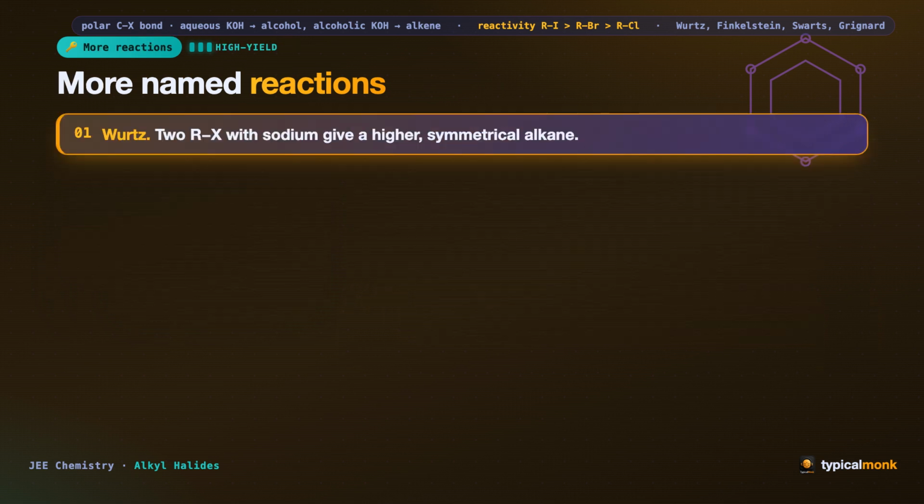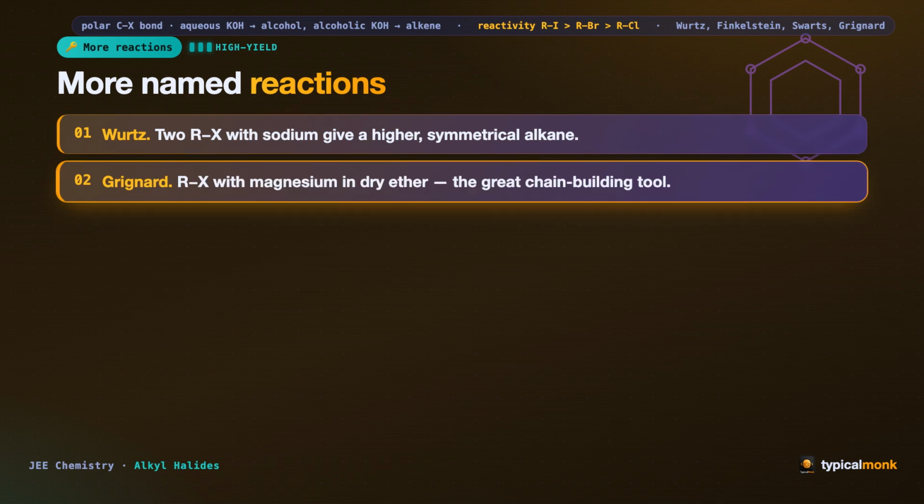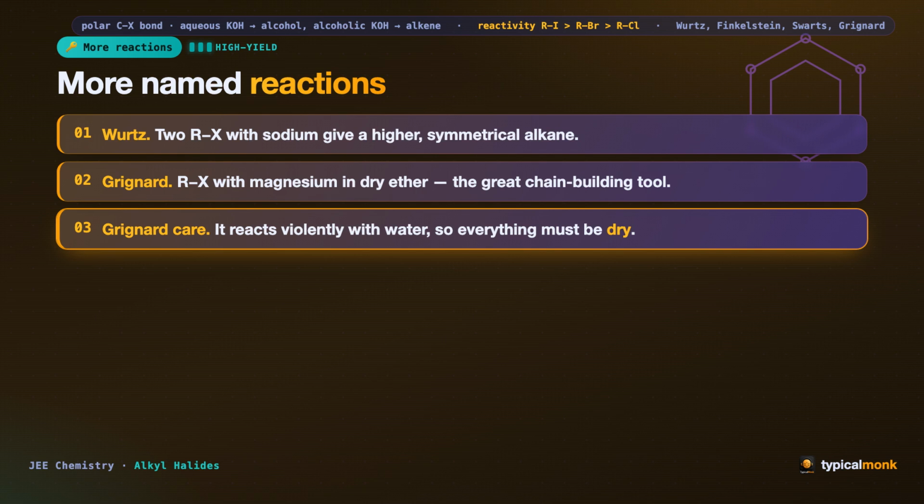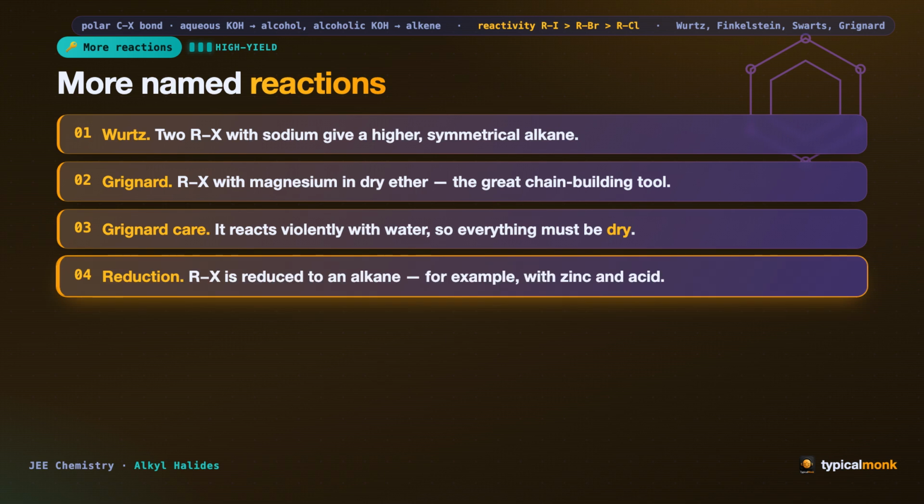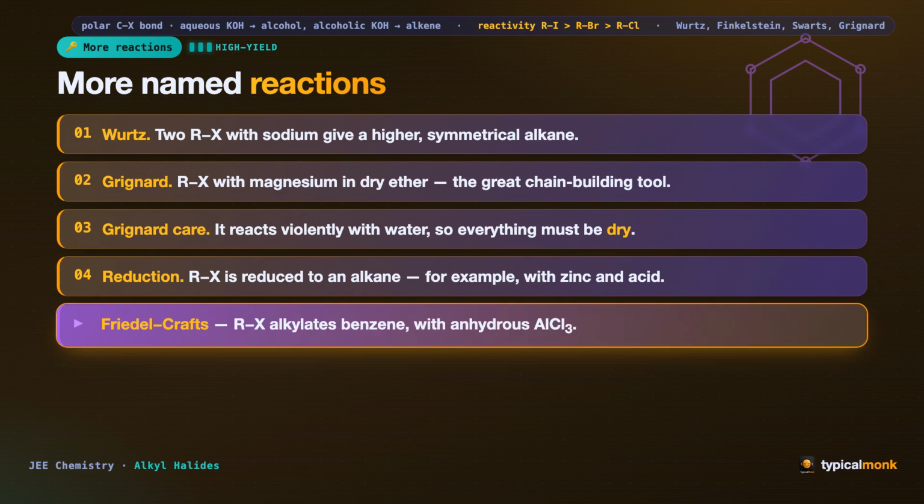Now a few more reactions worth marks. Wurtz: two molecules of R-X with sodium give a higher symmetrical alkane. Grignard: R-X with magnesium in dry ether, the great chain building tool of organic chemistry. Grignard care: it reacts violently with even a trace of water, so everything must be perfectly dry. Reduction: R-X is reduced to an alkane, for example with zinc and acid. Friedel-Crafts: R-X alkylates benzene in the presence of anhydrous aluminium chloride.